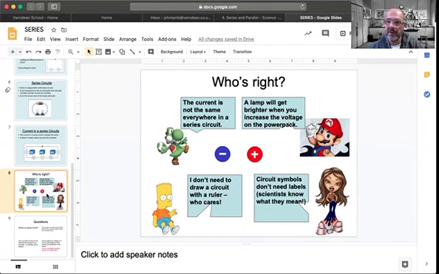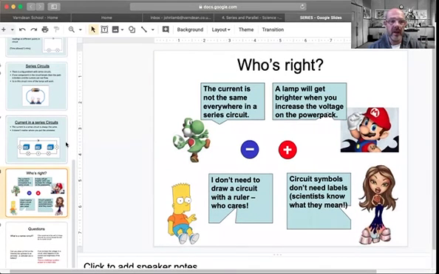So series circuits. And next we will be looking at parallel circuits.